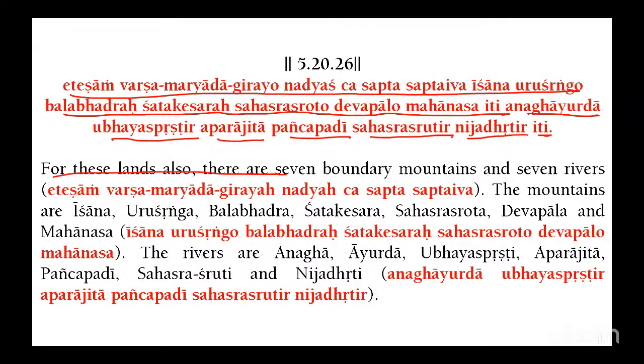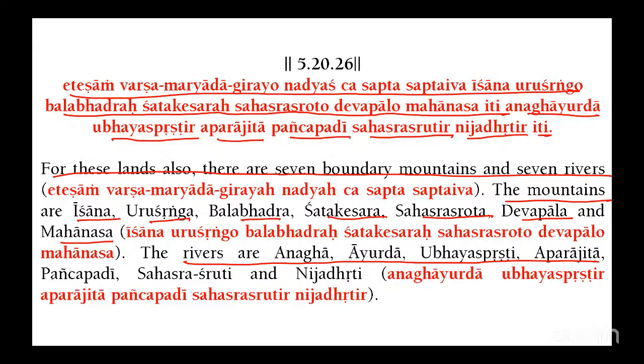From these islands also there are 7 boundary mountains and 7 rivers. The mountains are Ishana, Urushringa, Balabhadra, Shatakeshara, Sahasrasrota, Devapala and Mahanasa. The rivers are Anaga, Ayurdha, Ubhayasprishti, Aparajita, Panchapadi, Sahasrashruti and Nijadriti.